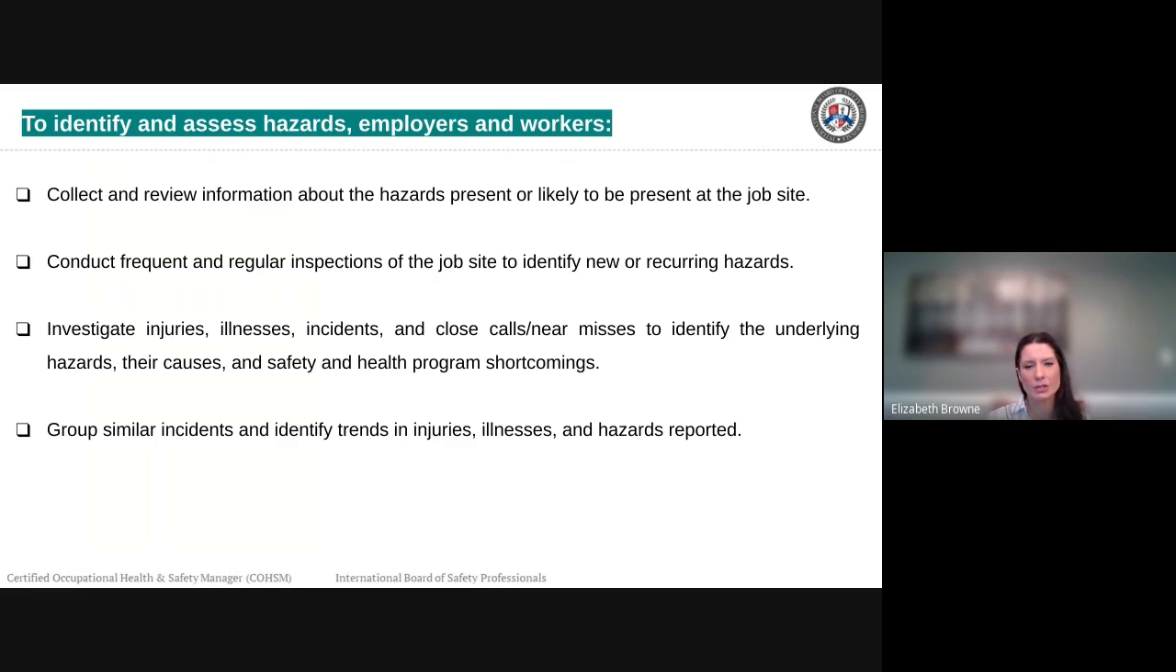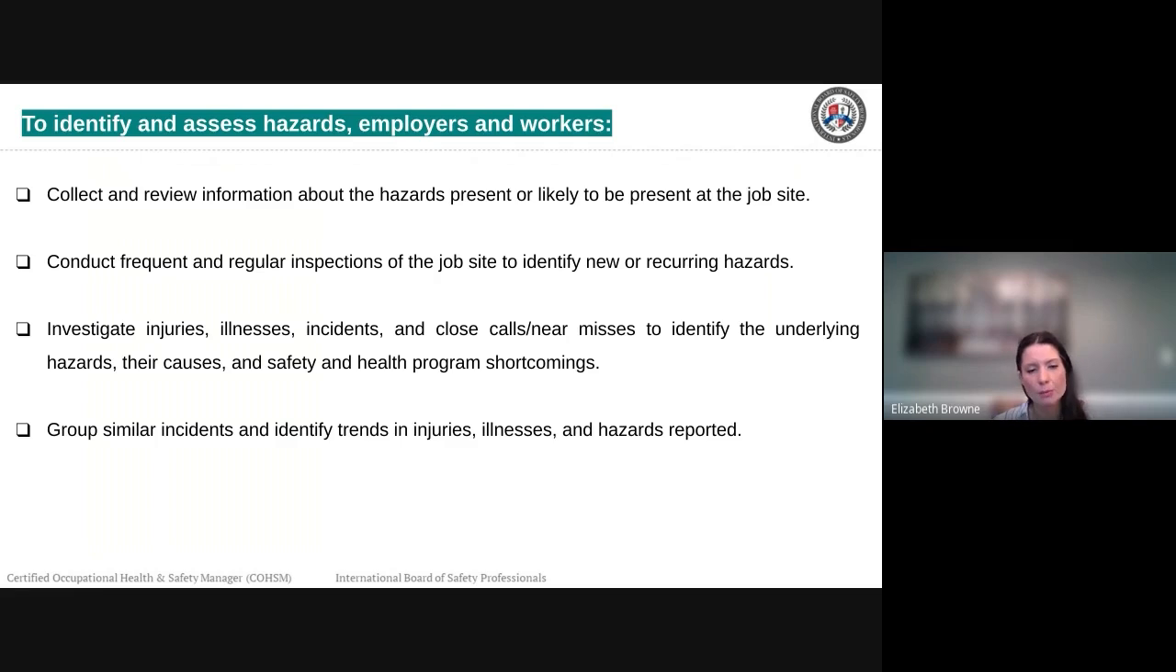All right, so to identify and assess hazards, employers and workers must collect and review information about the hazards present or likely to be present that day or that week, whatever the company's timeline is, as hazards change at the job site. We want to conduct frequent and regular inspections of the job site to identify new or recurring hazards. We also want to investigate injuries, illnesses, incidents, close calls, and near misses to identify the underlying hazards or the root cause of any of those occurring. And then that helps us to identify the gaps or shortcomings in the safety and health program. And then it allows us to recommend and implement controls for those hazards to prevent those injuries, illnesses, and incidents from occurring in the future.